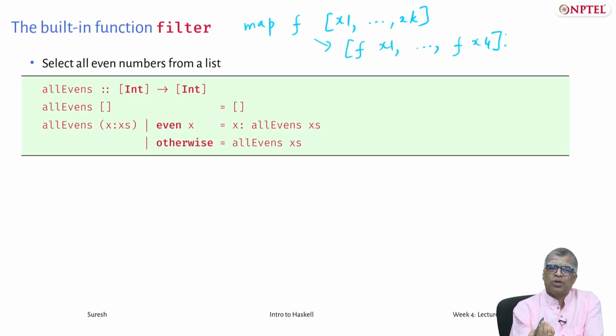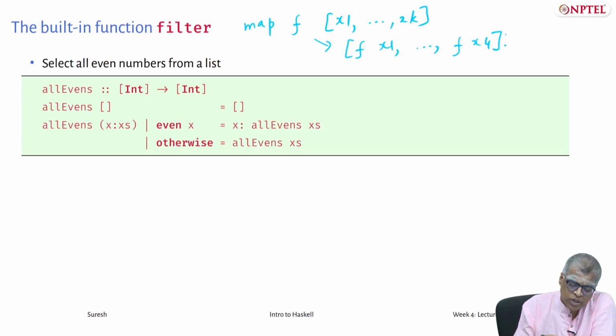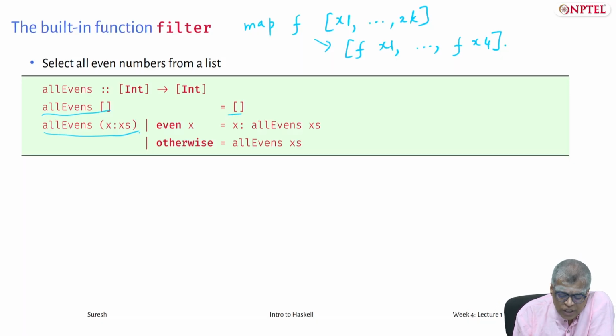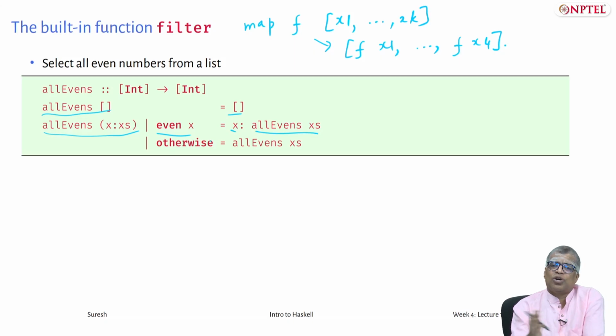Okay, what's another thing you can do? Given a list, I might want to pick out some elements of the list, based on a condition, and this is another common pattern. Let's look at some concrete examples first. All evens: what I want to do is select all even numbers from a list. So I have a list int which is input and list int is the output. All evens of empty list is empty list. All evens of x followed by xs: if x is even, then x followed by all evens of xs. Otherwise, just all evens of xs.